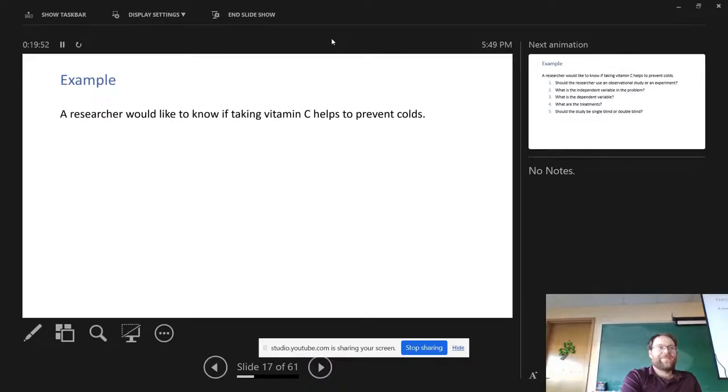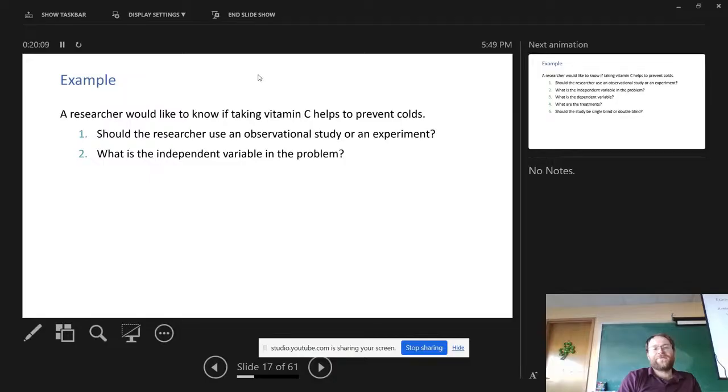Example: a researcher would like to know if taking vitamin C helps to prevent colds. Observational study or experiment? Experiment. The independent variable, or the X value, would be vitamin C, whether or not they take the vitamin C. The dependent variable, or what they want to measure.